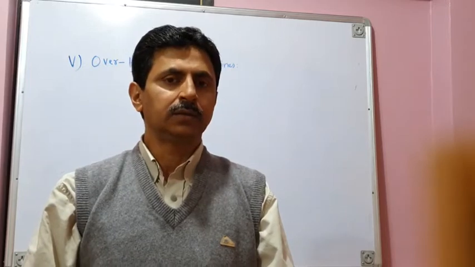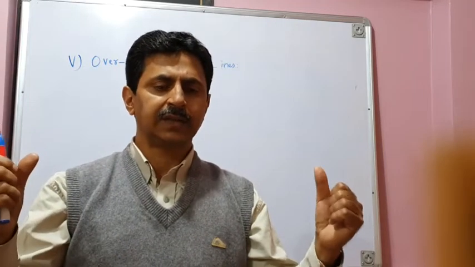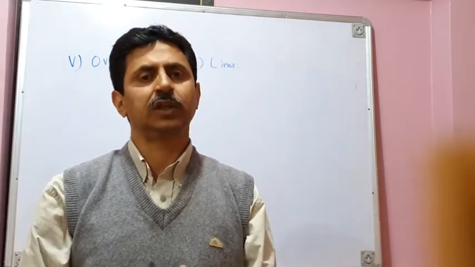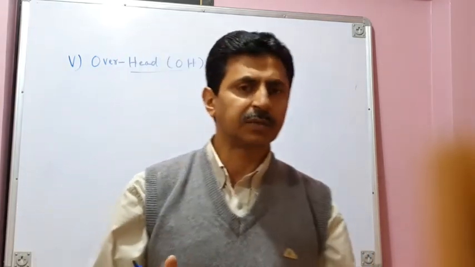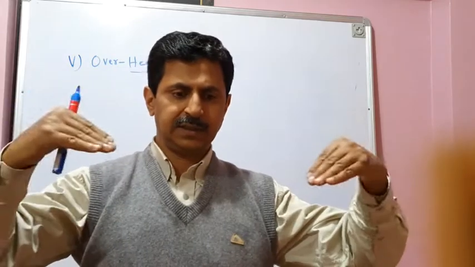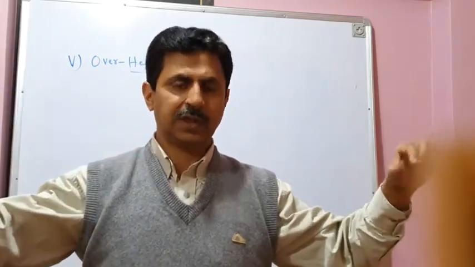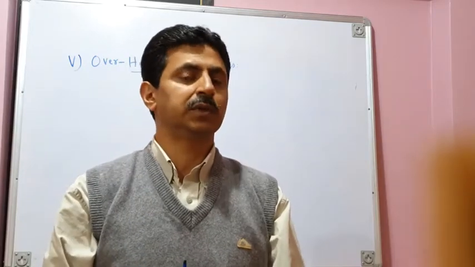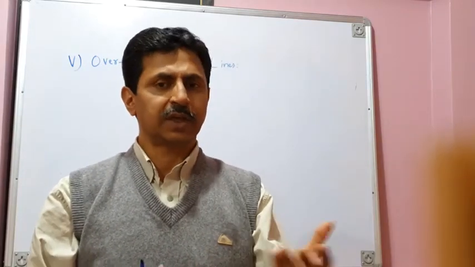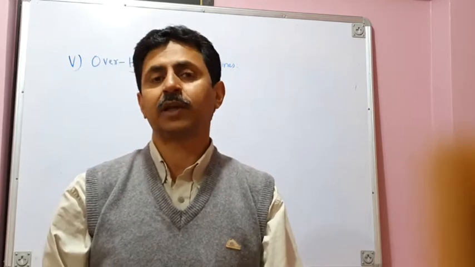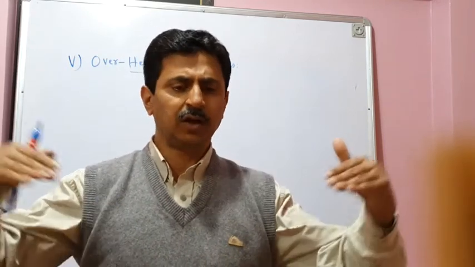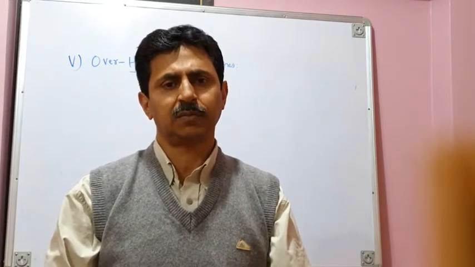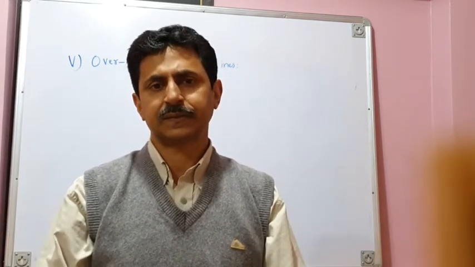Now these overhead lines are supported on the cross arms which are having insulators. The size of the insulators and the size of these cross arms, the clearance of cross arms, will be decided by the voltage. For example, if you have a plus minus 400 kV transmission line, accordingly you will decide about this clearance of cross arms and the insulators.